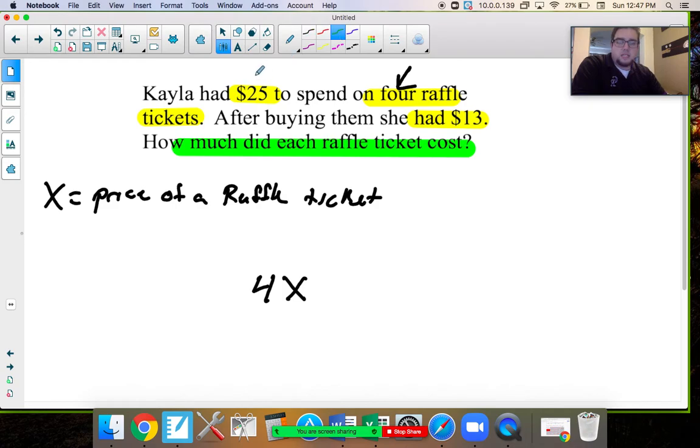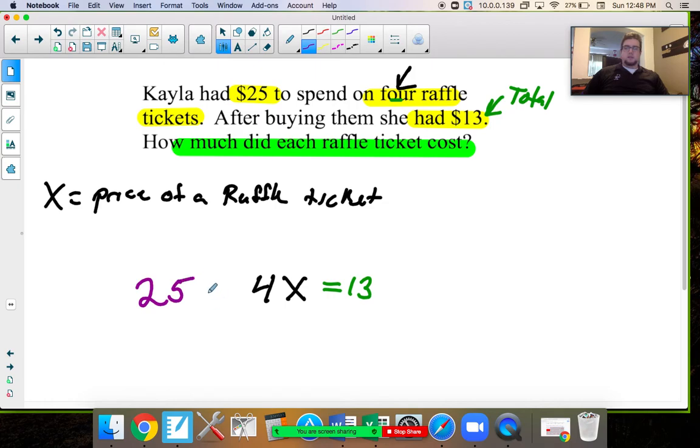But when she bought those 4 raffle tickets, she was left with some of this money. So now we have to decide, is the 25 the total? Or is the 13 the total? So I like to think of the total as, at the end, what happened? Well, at the end, she had 13, so this is the total. So how do I relate the $25 that she started with, the raffle ticket price, to the $13 she has left? Well, she started with 25. You have to subtract out the cost of the tickets to give you your total amount of money.